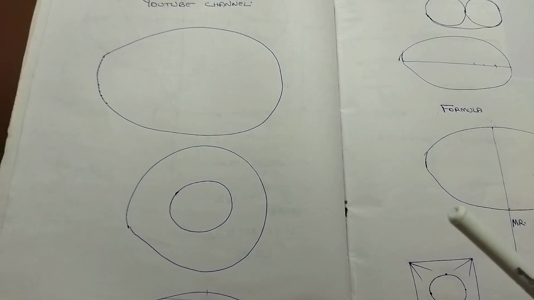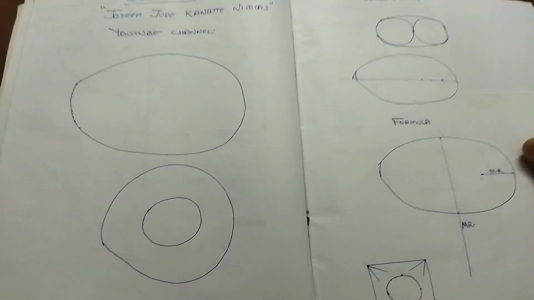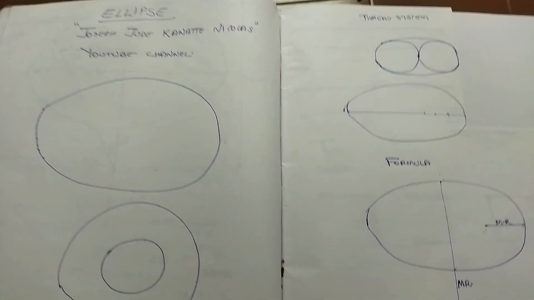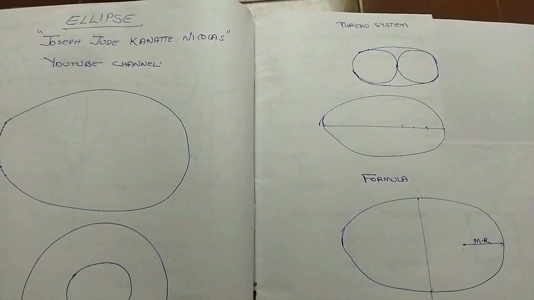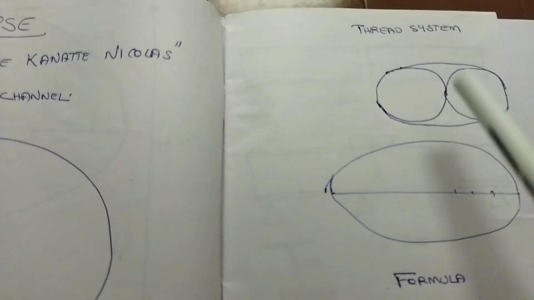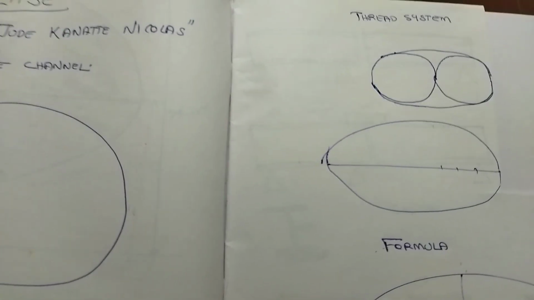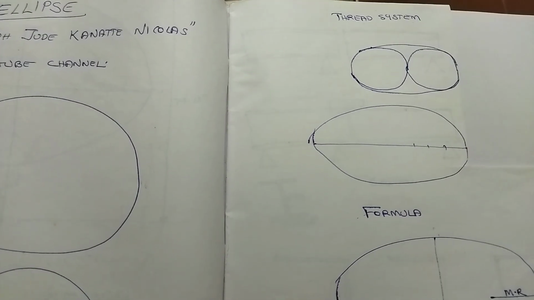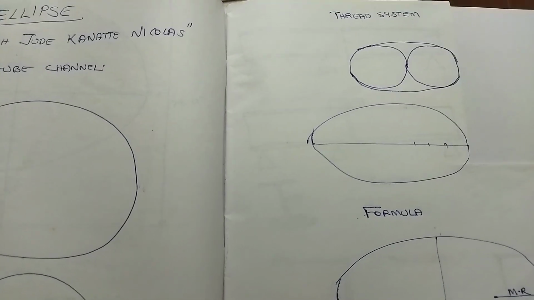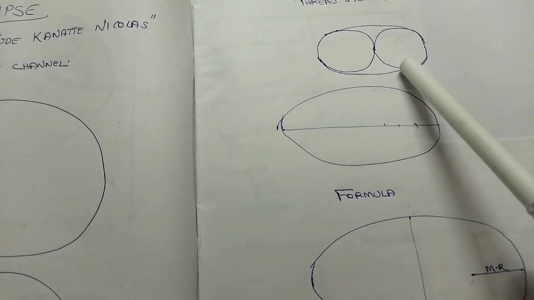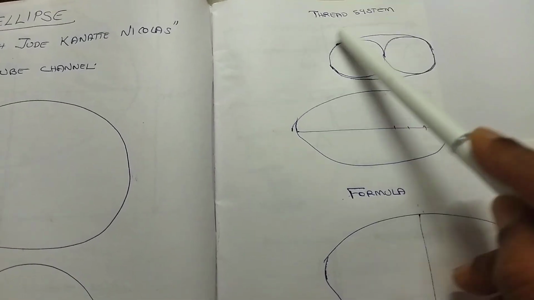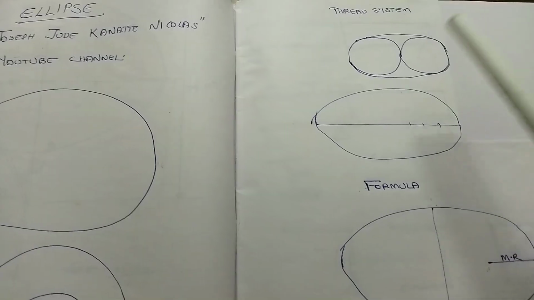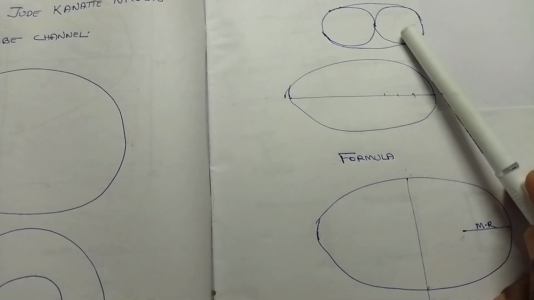So many methods are there. I don't like to say all, and I don't like to waste the time. You have to recognize that so many methods are there. One method is the thread system. With ordinary thread, we can make an ellipse. I will describe it in the episode. Another method: 2 rounds will be formed, and with these rounds, one ellipse will be formed. This method I will be describing.